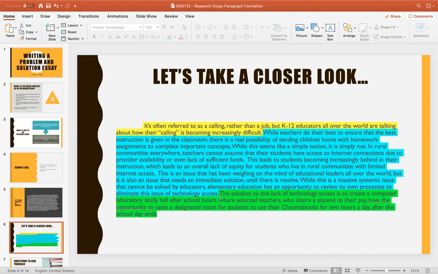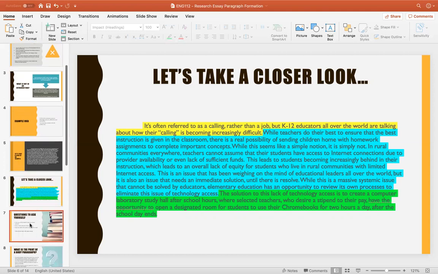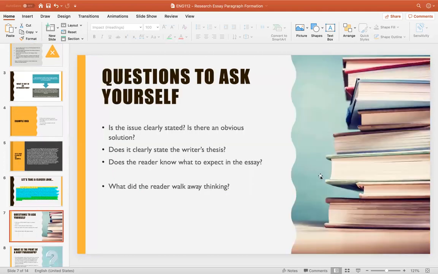What we see there, y'all, is first we see this very clear problem: lack of technology access. And then we see a viable solution that this paper is going to cover. So, questions to ask yourself: is the issue clearly stated? Is there an obvious solution? That has to do with your thesis. Does it clearly state the writer's thesis? And does the reader know what to expect in the essay? And then finally, what that leads to is this overall question: what did the reader walk away thinking that they were going to read?